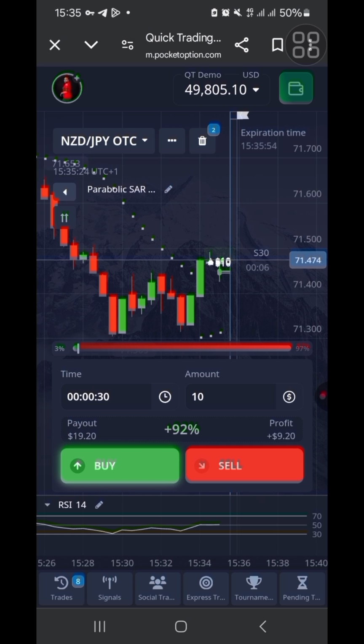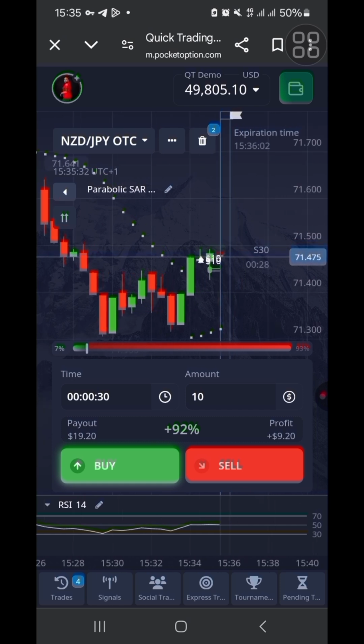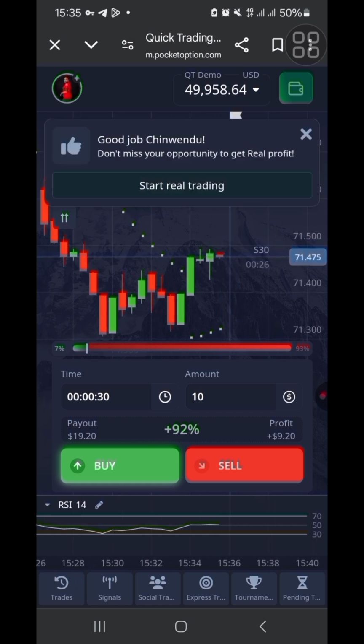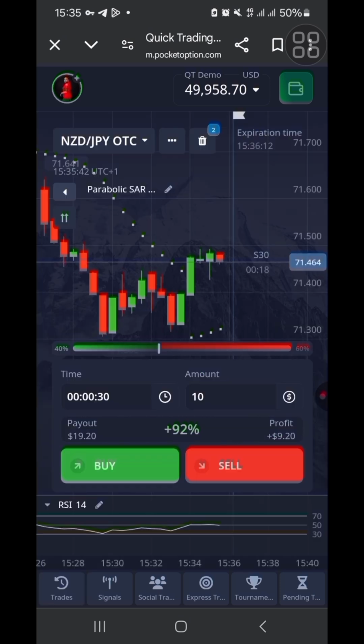The candle is stable. The currency pair is stable. Parabolic SAR flips. If you see, the candles are looking good, the wicks are not much. See, that market was extremely profitable. Look at it, all profitable. I took how many trades? 1, 2, 3, 4, 5, 6, 7, 8 trades, and they were all profitable.